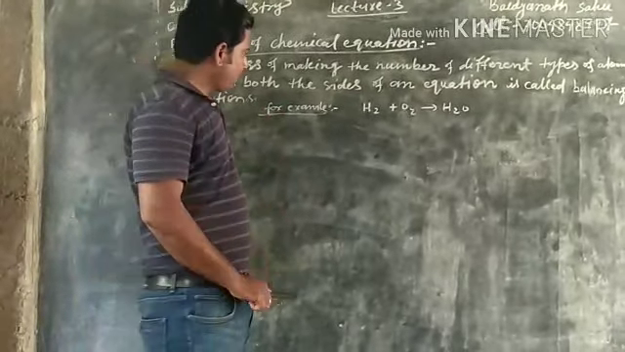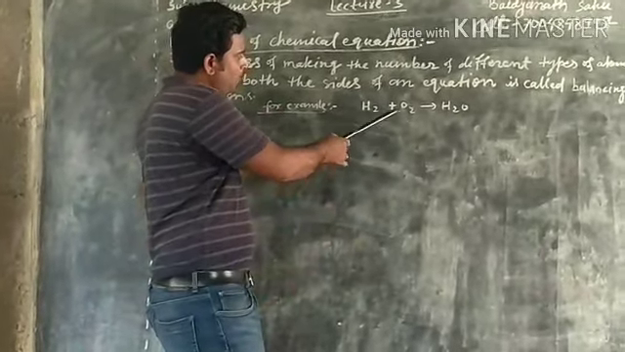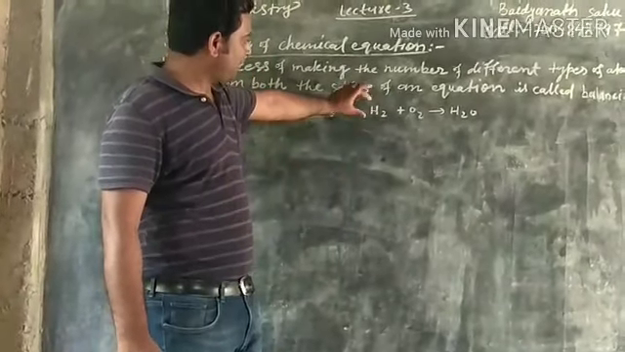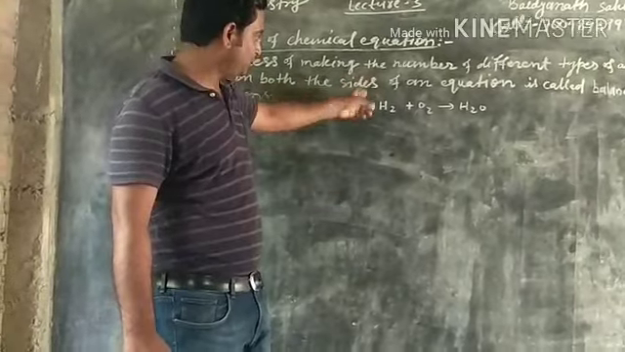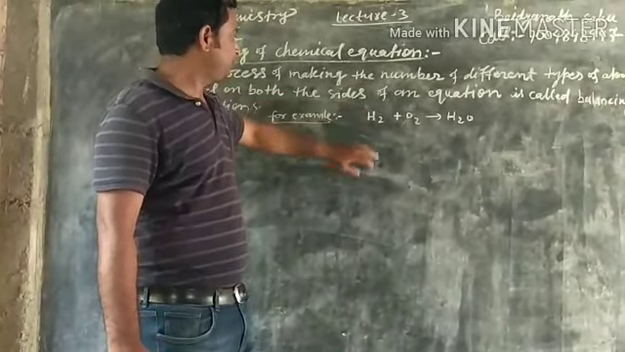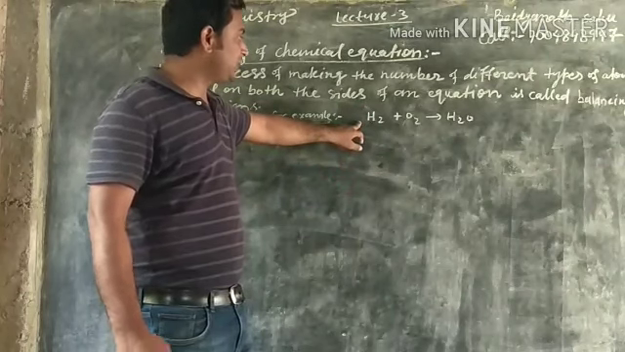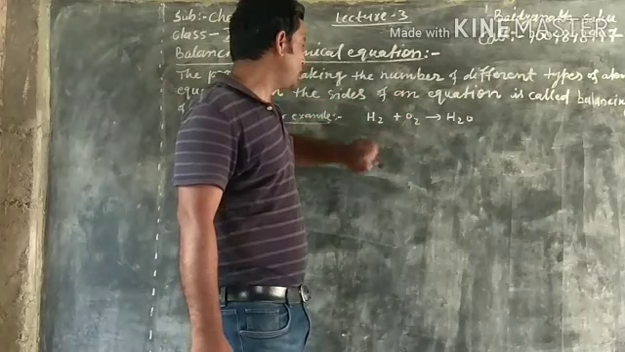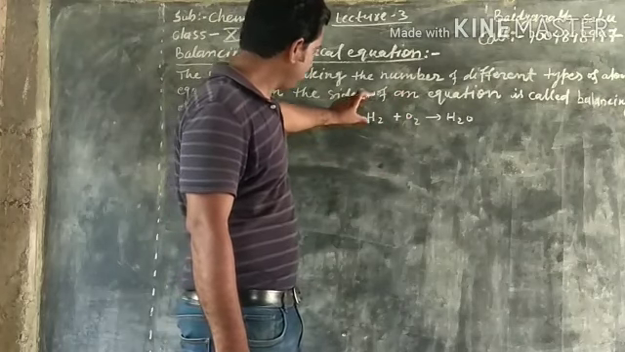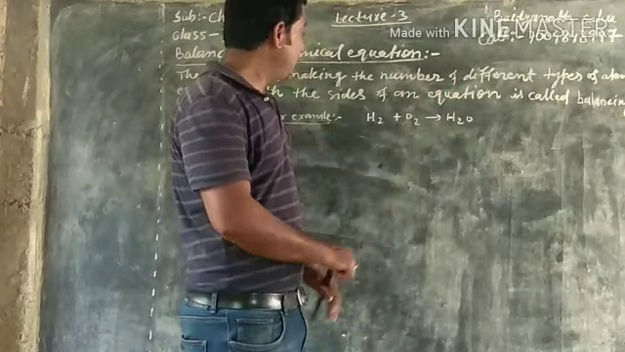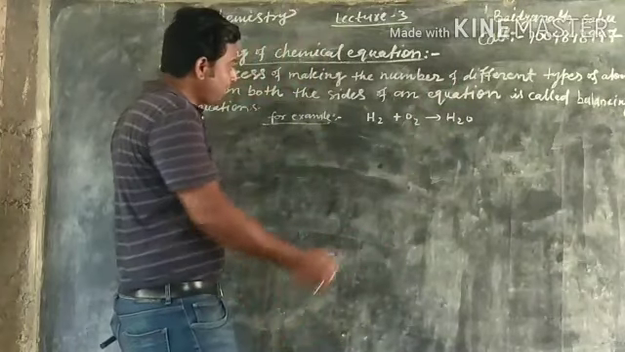For example, H2 plus O2 gives H2O. This is an unbalanced equation, because we just learned that an equation is said to be balanced when the number of atoms of each element on the reactant side and the product side is equal. But in this equation, the number of atoms on the reactant side is not equal to that on the product side. So we have to balance this equation.